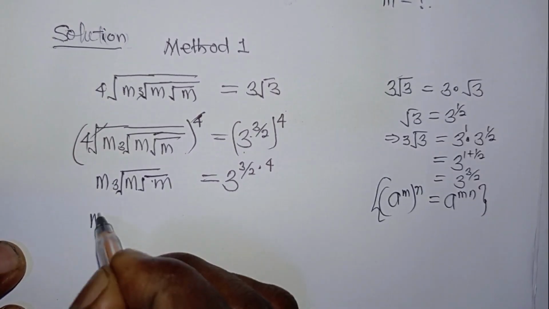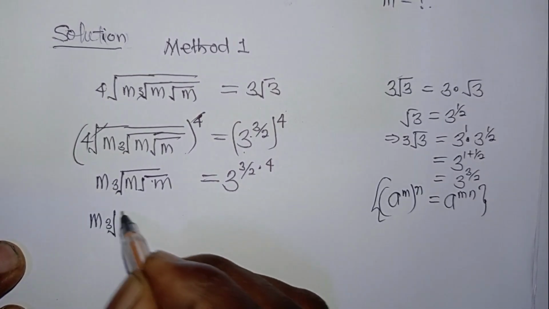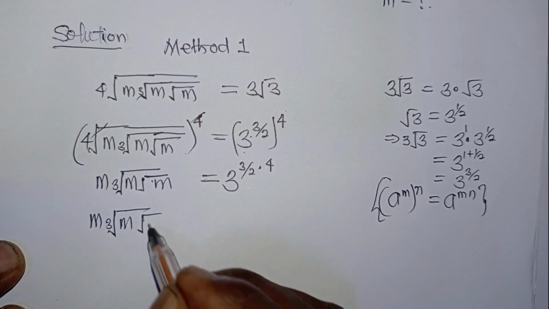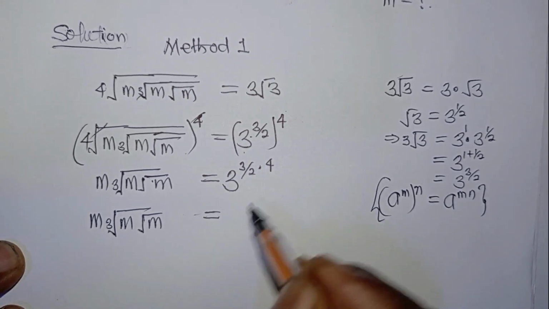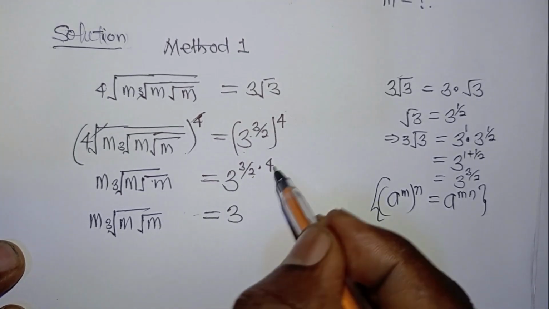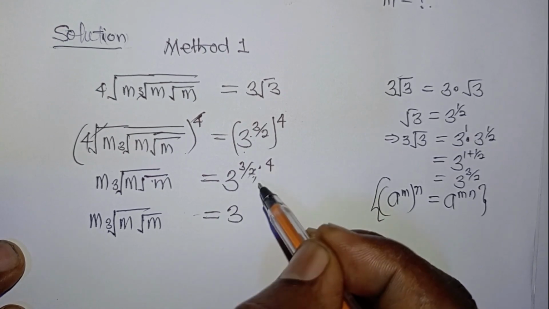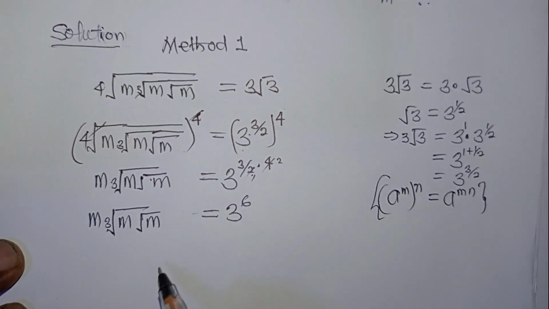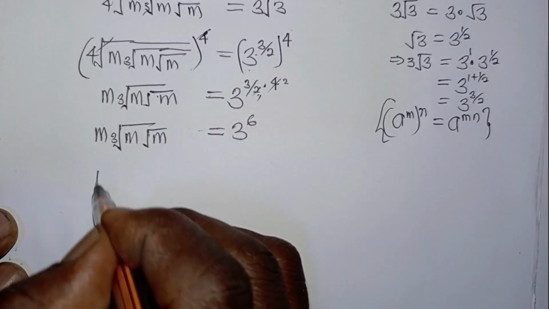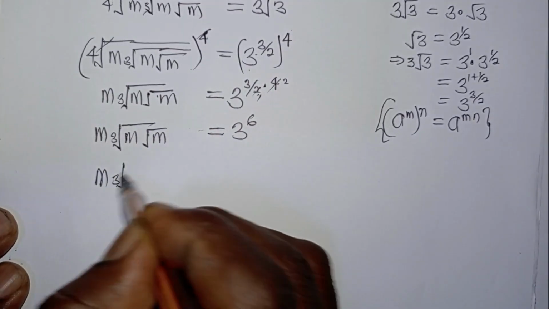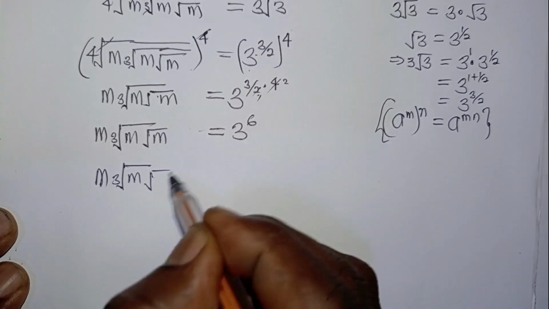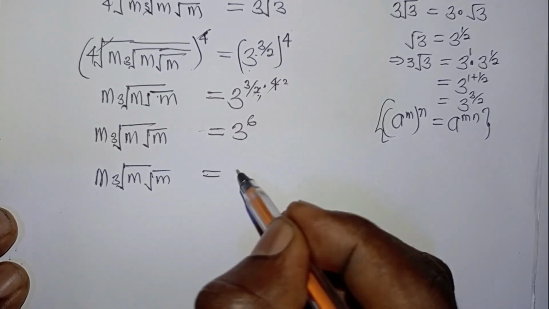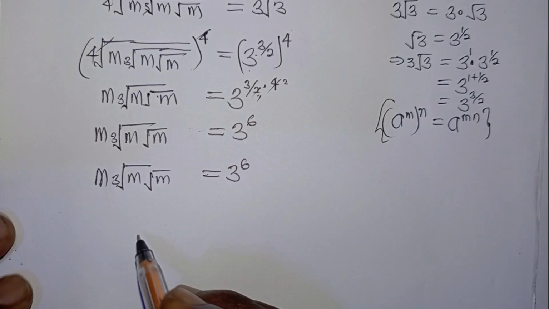So this will give us m, cube root of m, square root of m equals 3 over 2 times 4. That's 2, cancel this, and then 2 here. So that will give us 3 to the power 6. So we have m, cube root of m, square root of m equals 3 to the power 6.